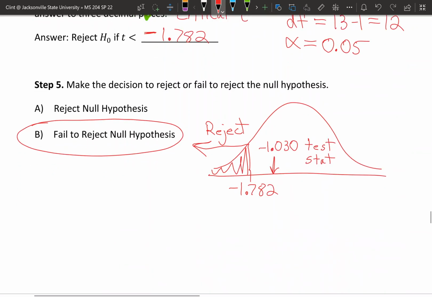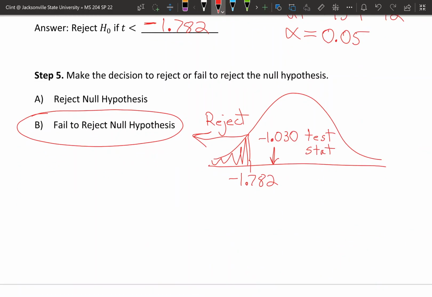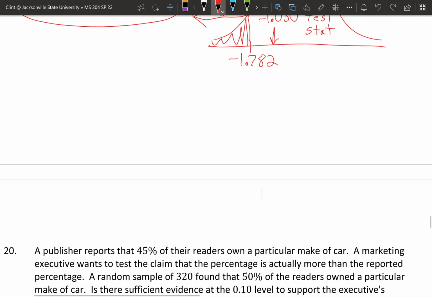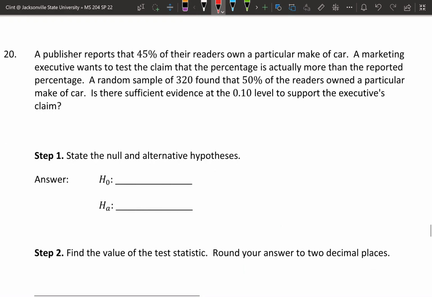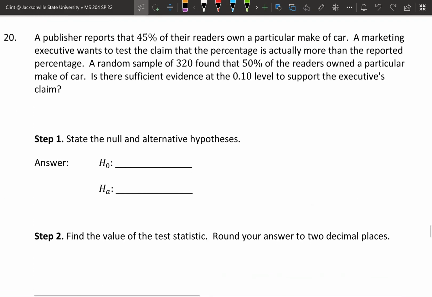Just a couple more, I think. One more. And then we got a proportion one, and then a correlation problem, and that's all.